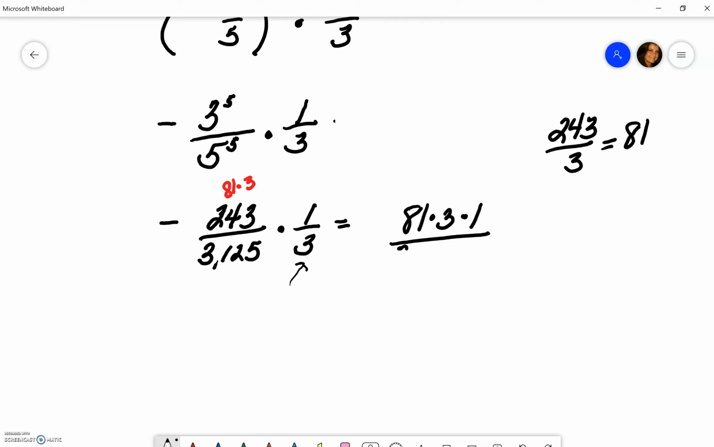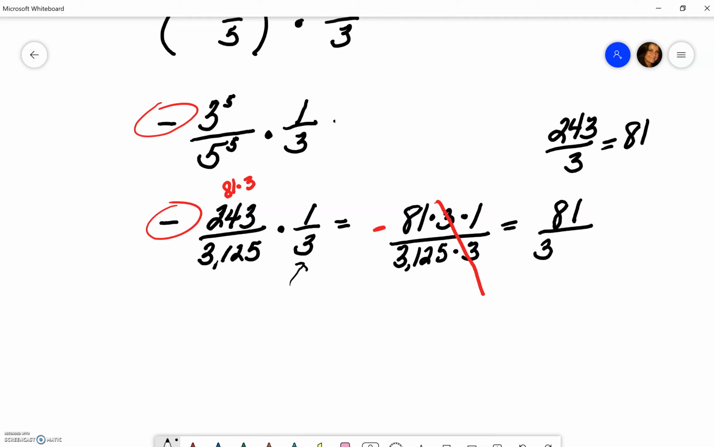Then we have 3,125 times 3. So we see the 3s will cancel out. And then I made the error of, don't forget your negative sign. See the negative here? Don't forget about that. So our final answer is negative 81 over 3,125. And I know that won't reduce down any further.